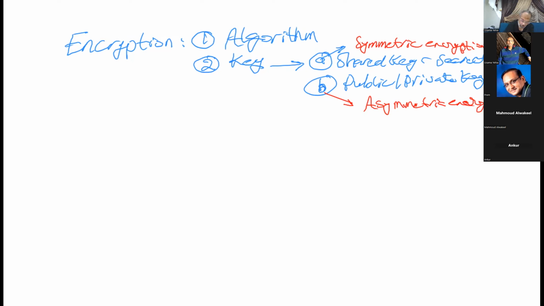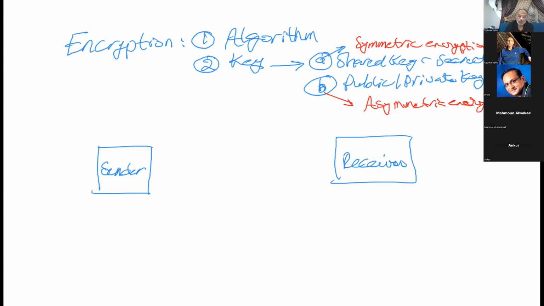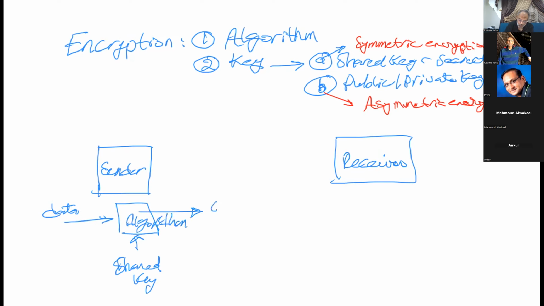Then this means that if we have here a sender and we have here a receiver, and the sender wants to send the data, then he will take the data which he wants to send with the shared key, and this is the algorithm, and it will give him an output. This output, we call it cipher text, and he will send this cipher text to the receiver.